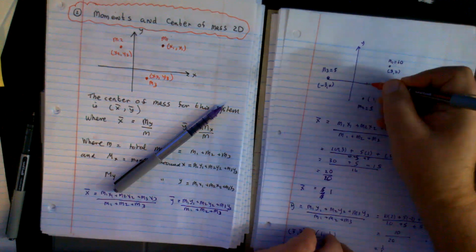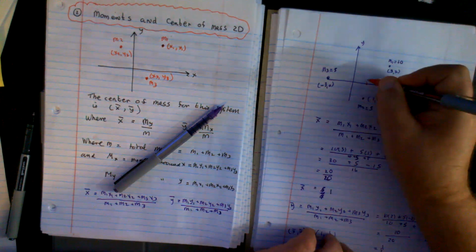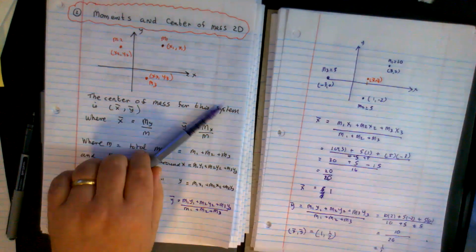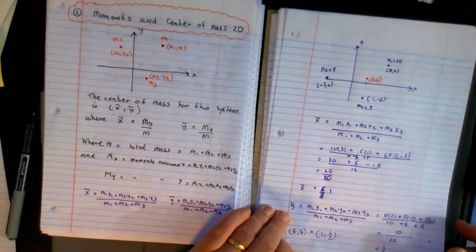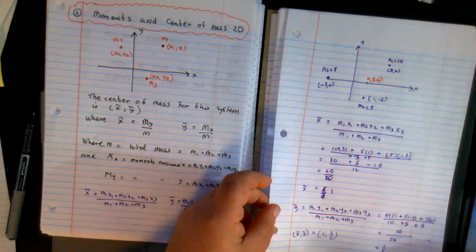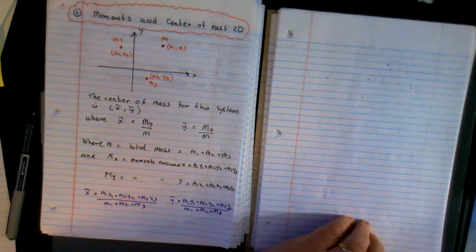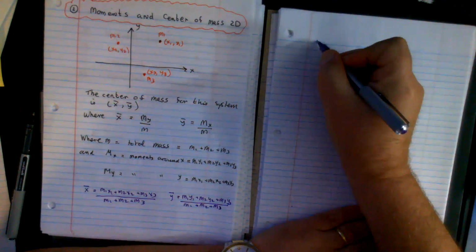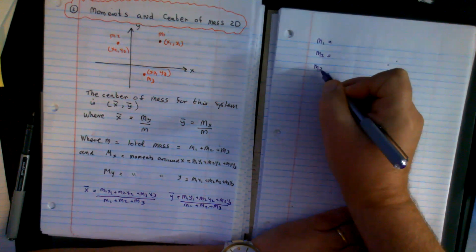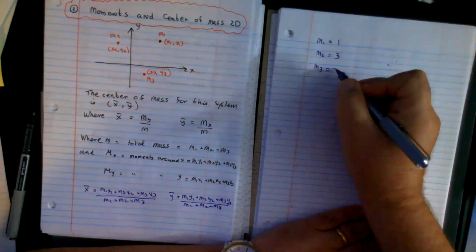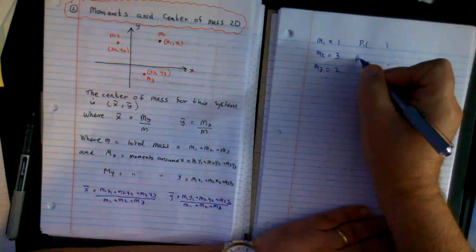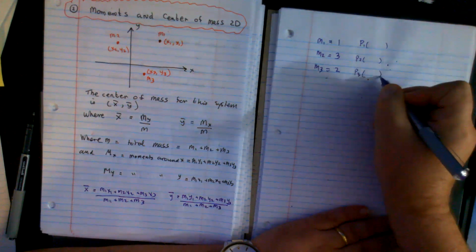There's 1, probably about there. And that is essentially how you find the centre of mass in a two-dimensional situation. Let's do another one where instead of being given a picture, you're told the masses and you're told the coordinates of each of those masses.